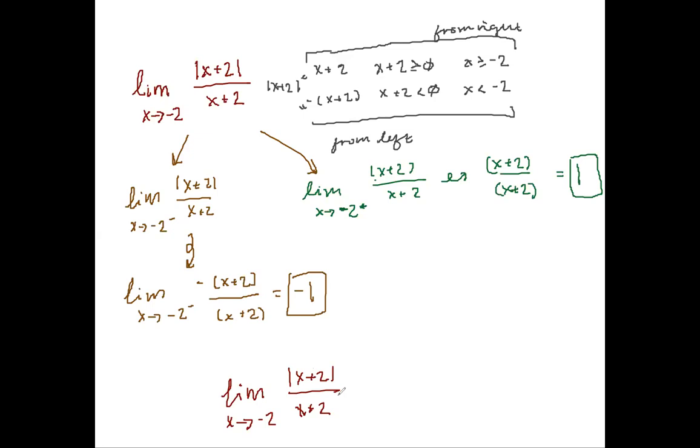Doesn't exist. Exactly. Because the limit from the left does not equal the limit from the right. We have a plus one and a minus one, so they are not the same. Okay. It was a little bit of a simpler one.